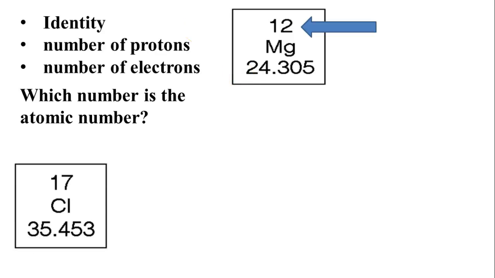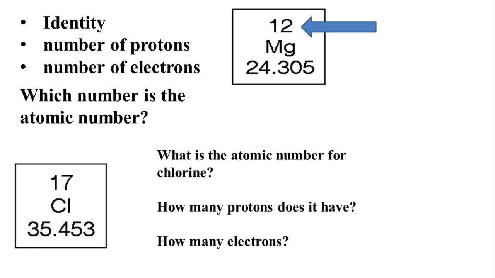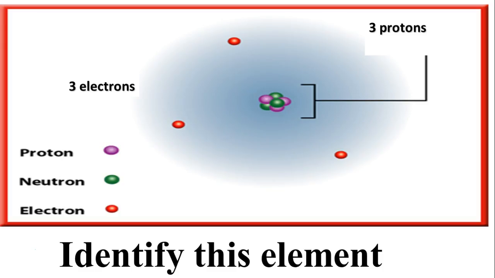Okay, so chlorine. So here's chlorine. What is the atomic number of chlorine? What is the number of protons of chlorine? And what is the number of electrons of this neutral chlorine atom? Well, we can tell that the atomic number is 17. So therefore there are 17 protons, and there are also 17 electrons.